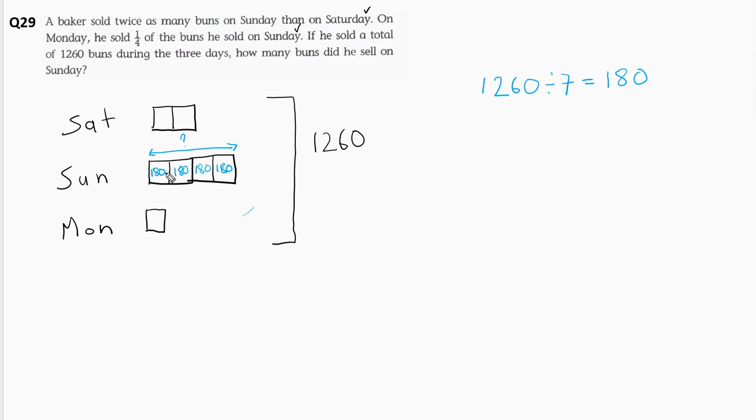So how are we going to find our answer? Well, hopefully the model makes that easy, especially as we've drawn in the bit that we were wondering about. That means we just need to multiply 180 by 4. And that gives us 720 buns. Okay, and that is our final answer. 720 buns were sold on Sunday.